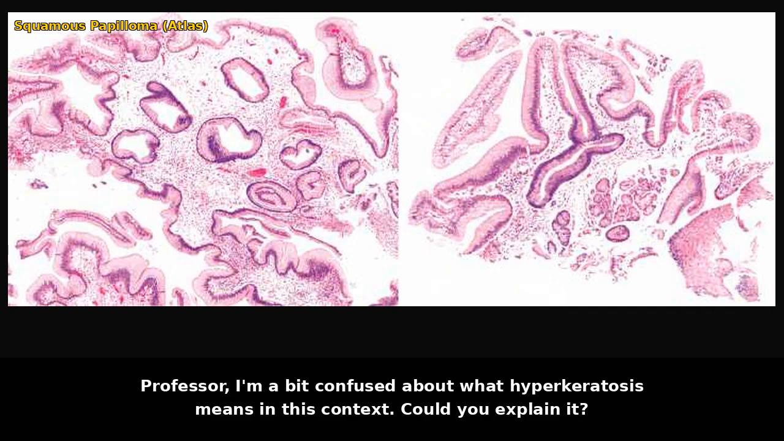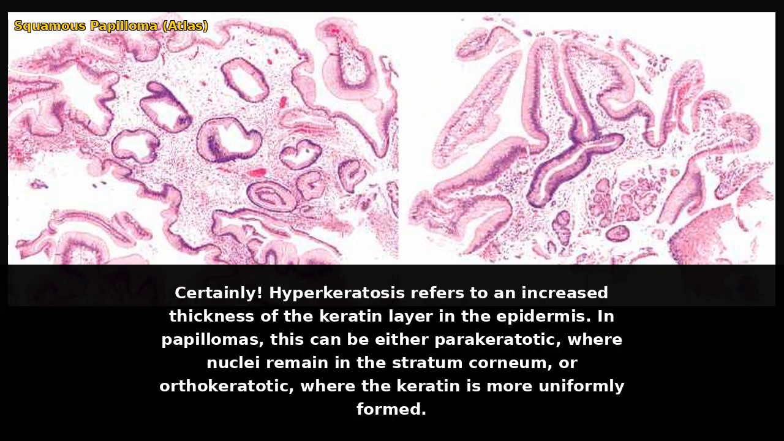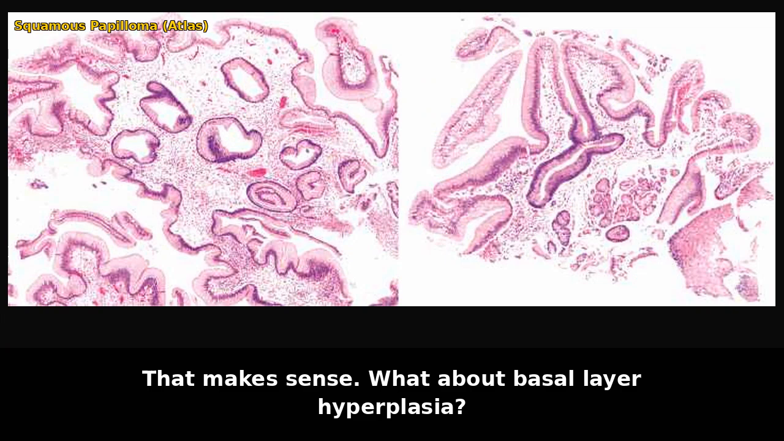Could you explain hyperkeratosis? Certainly, hyperkeratosis refers to an increased thickness of the keratin layer in the epidermis. In papillomas, this can be either parakeratotic, where nuclei remain in the stratum corneum, or orthokeratotic, where the keratin is more uniformly formed. That makes sense.